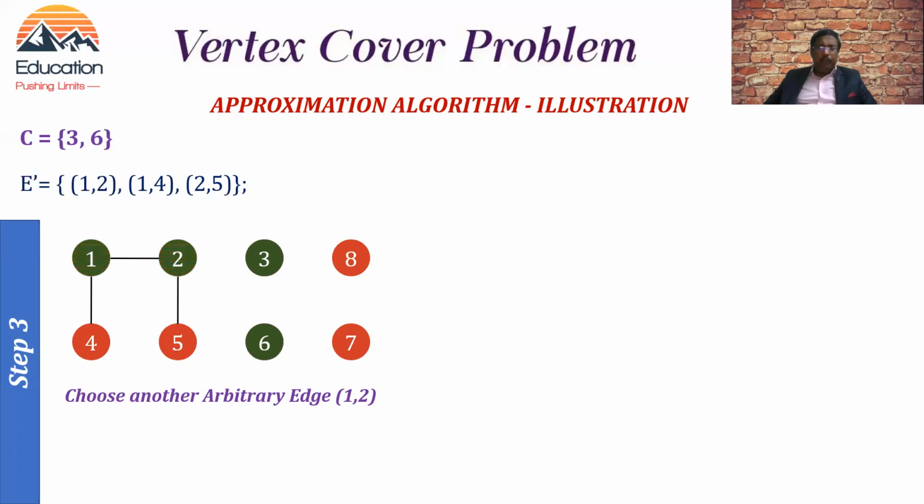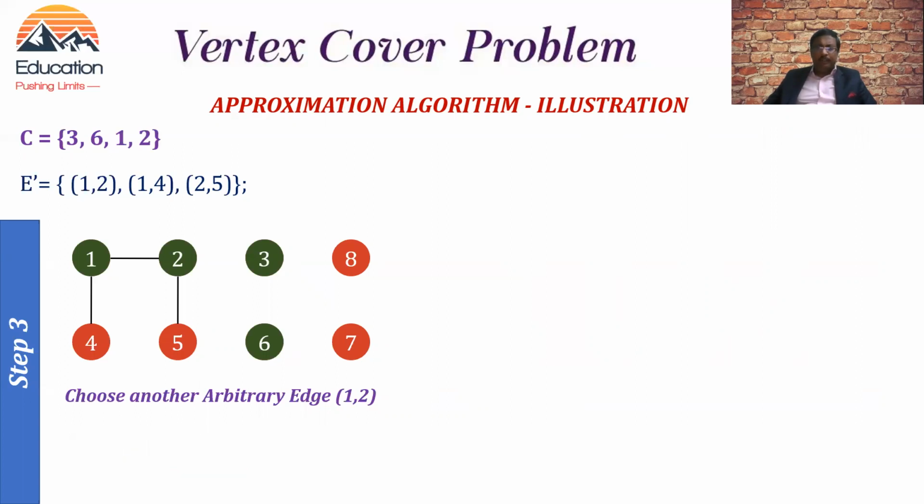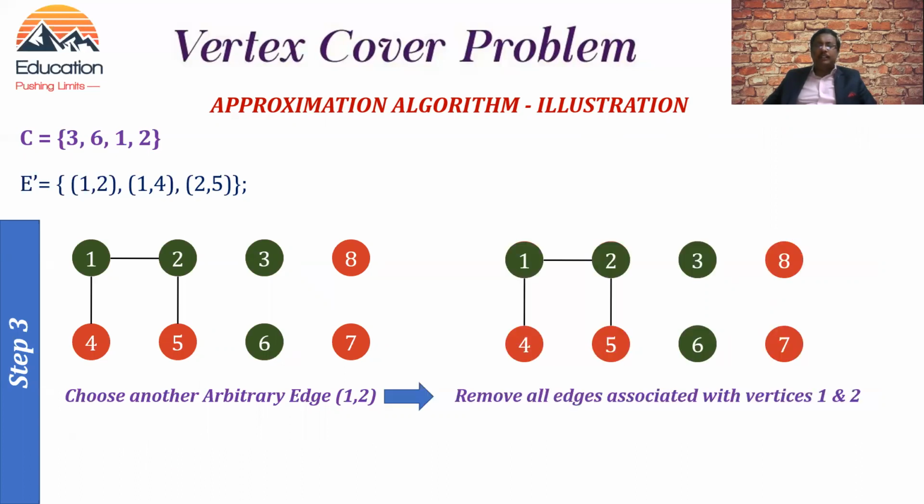Again, we have to include 1, 2 as part of C. As per the algorithm, C is equal to C union U, V. Already C contains 3, 6. Now we are going to include 1, 2. Now C becomes 3, 6, 1, 2. There are 4 vertices as part of the minimum size vertex cover now. What is the next step? C has been updated, and we have to remove all edges associated with vertices 1 and 2.